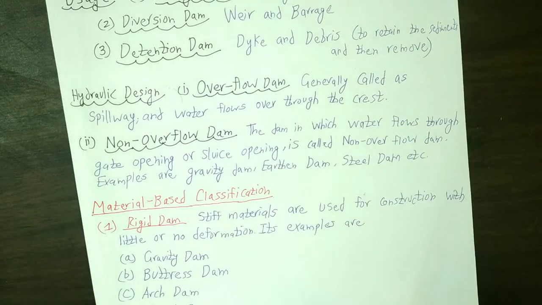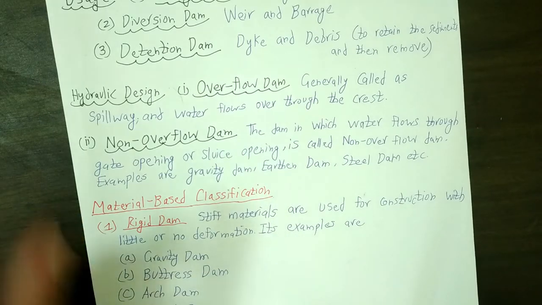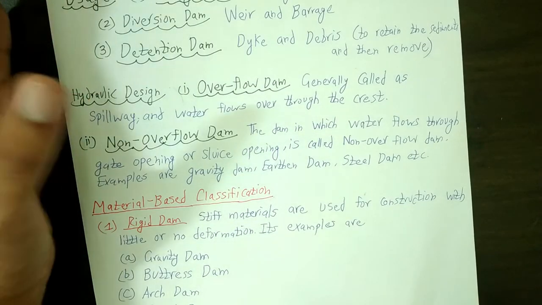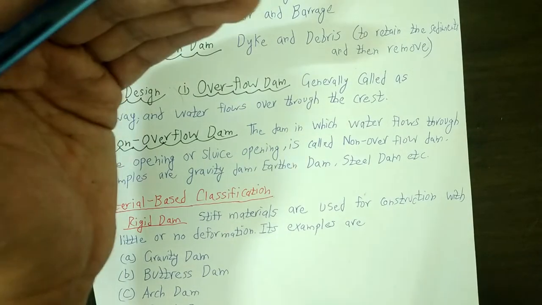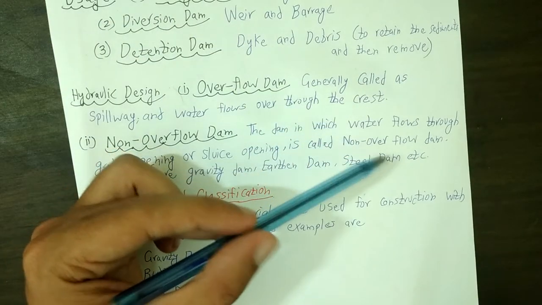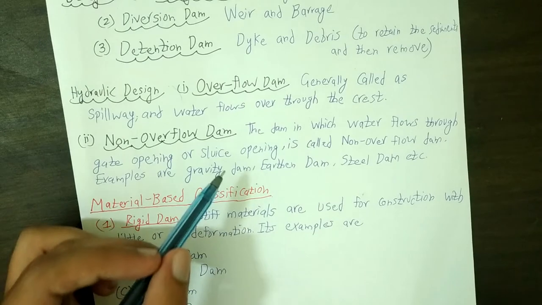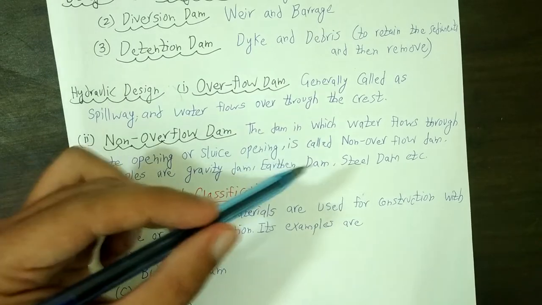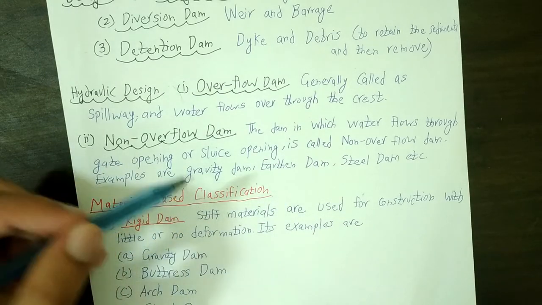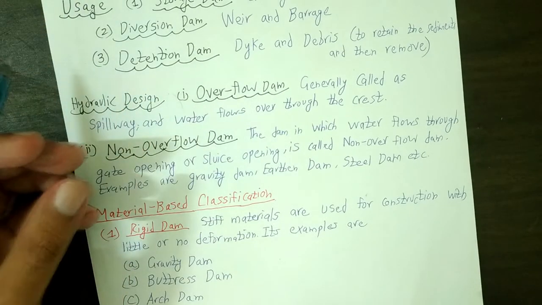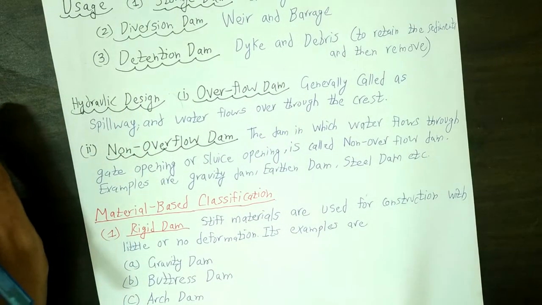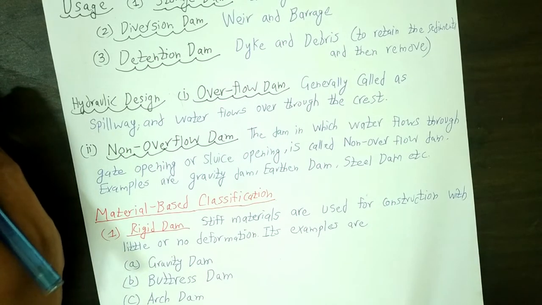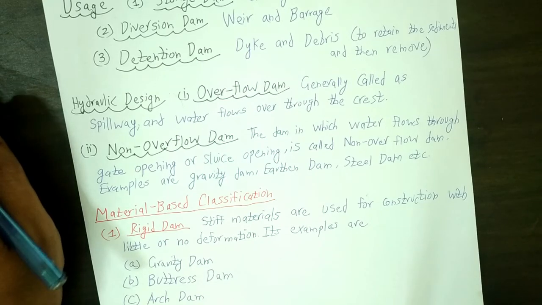So what is the difference? In the overflow dam, the water flows above the crest, but in the non-overflow dam, there are gate openings or sluices, small openings at the bottom of the dam structure, and when the water flows through these gate openings or sluice openings, it is called a non-overflow dam. Its examples are gravity dam, earthen dam, steel dam, etc. These are the examples of different dams classified on the basis of usage and hydraulic design. Hope you understand the concept of overflow and non-overflow dam, that the non-overflow dam uses gate openings or sluices for the passage of the water.